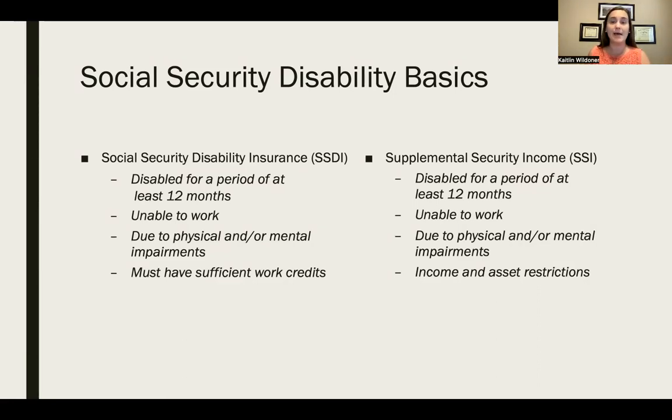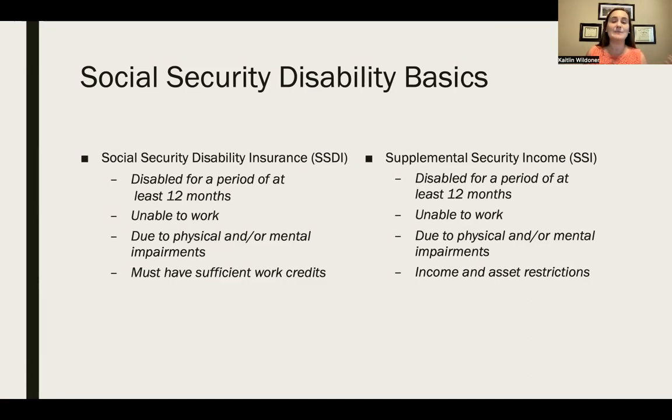Again, it's better to get the application in and then withdraw it when you find that you're able to go back to work than to have to potentially lose out on several months of potential benefits because you didn't apply in time. So that's my biggest recommendation when it comes to applying for benefits, especially SSI.